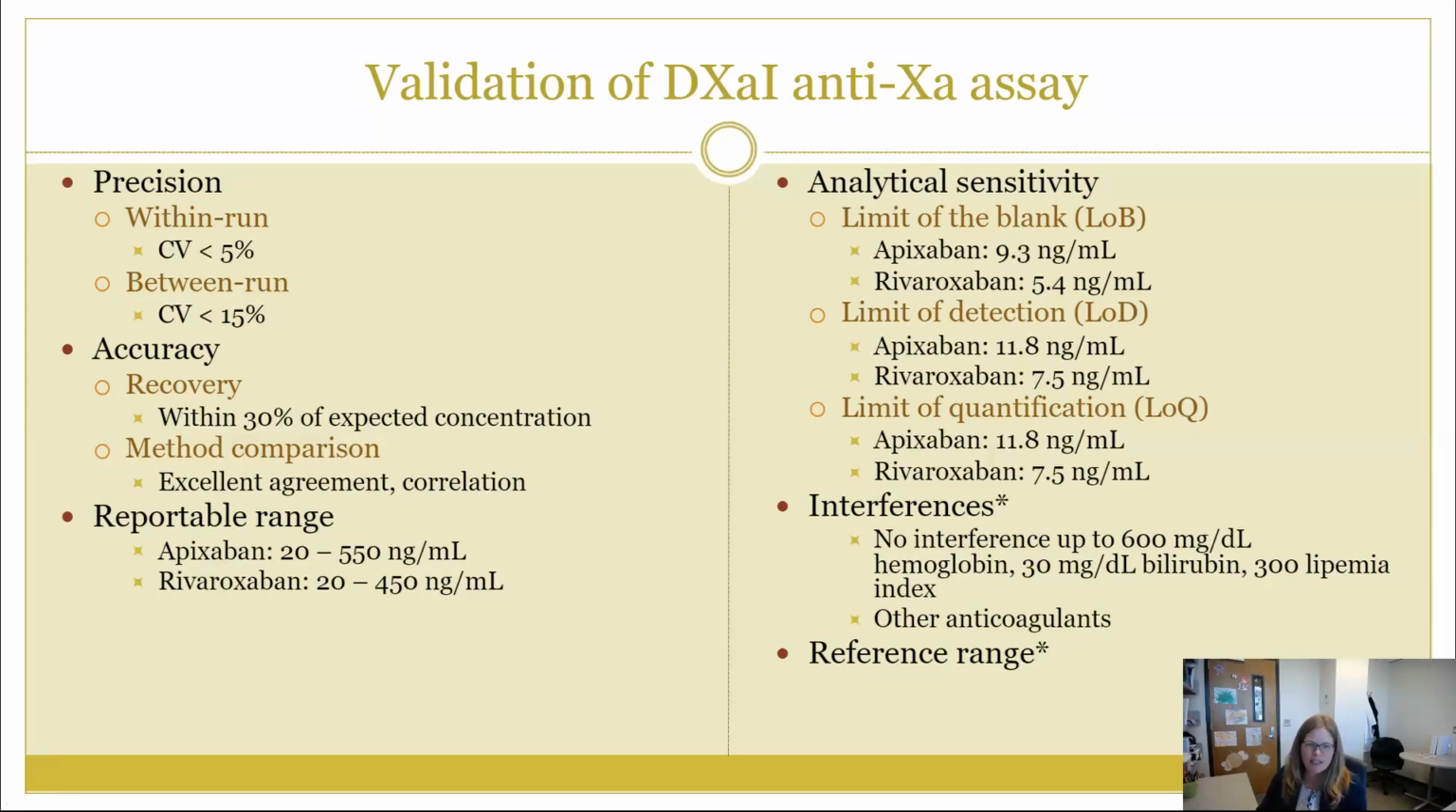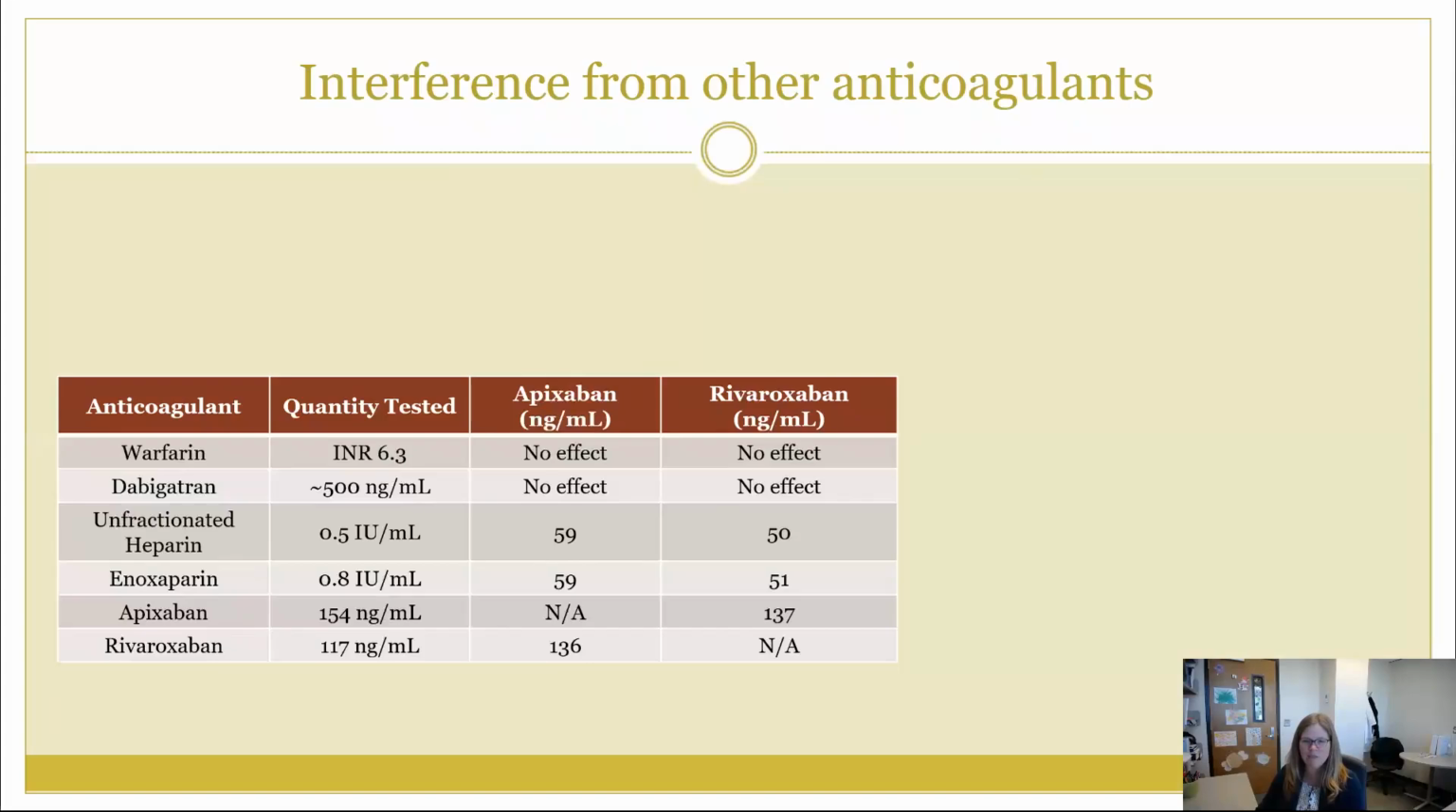And so I won't go into all the details. The assay was actually quite precise. The accuracy was pretty good as well. Our reportable range goes from 20 to about 500 for both apixaban and rivaroxaban. Our limit of quantitation was approximately 12 nanograms per mL for apixaban and 8 for rivaroxaban. Because this is a chromogenic assay, we evaluated interference from hemolysis, icterus, and lipemia. And then we also evaluated the presence of other anticoagulants, which I would like to talk about just briefly.